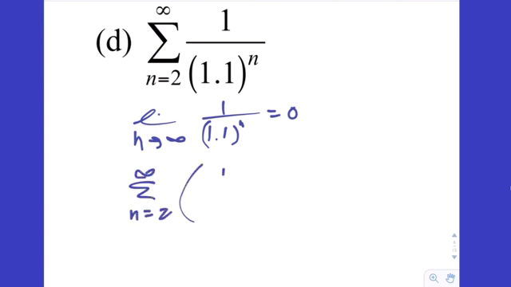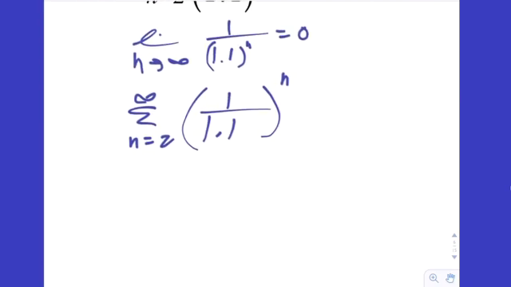If we rewrite that as 1 over 1.1 to the nth power, this now is a what type of function? It's geometric, right? You can write it as an exponential function, essentially. And 1 over 1.1 is equal to r, which is what compared to 1? Is it less than 1 or greater than 1? It's less than 1, okay?